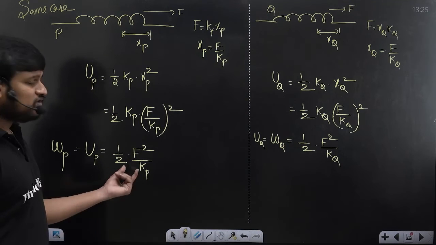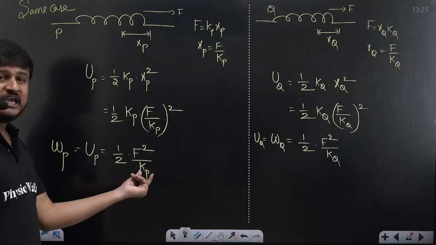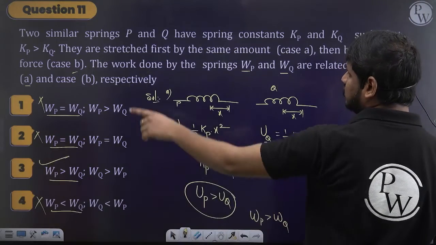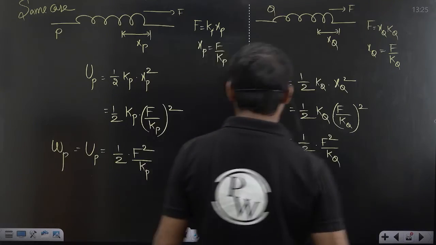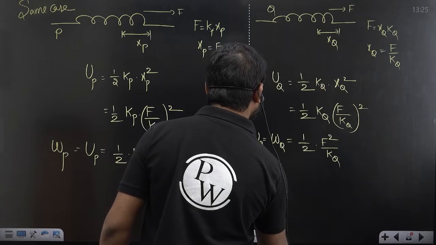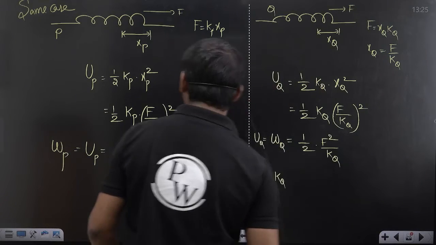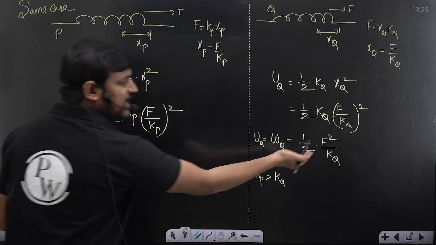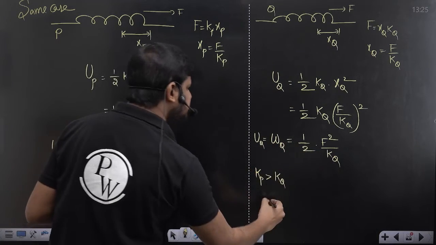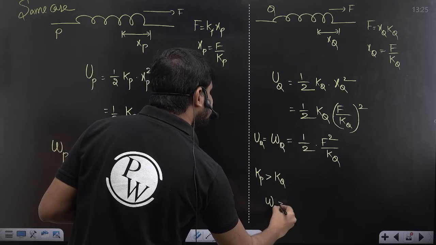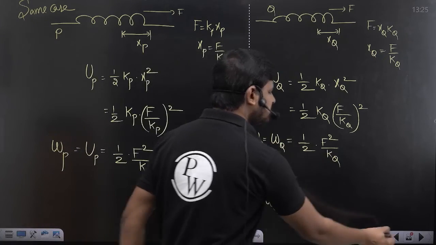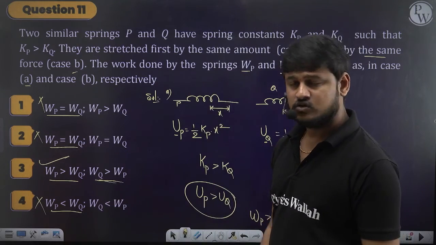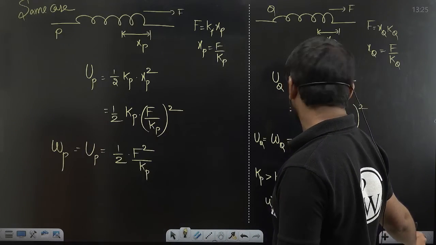Now if you observe, here Kp is in the denominator and here Kq is in the denominator. They said Kp is greater than Kq. Here Kp is more, so the potential energy will be less. Here Kq is less, so the potential energy is more. That's why the work done in the second case will be greater than the work done in the first case. So we get the same option. Clear, guys? Hope you understood the concept.